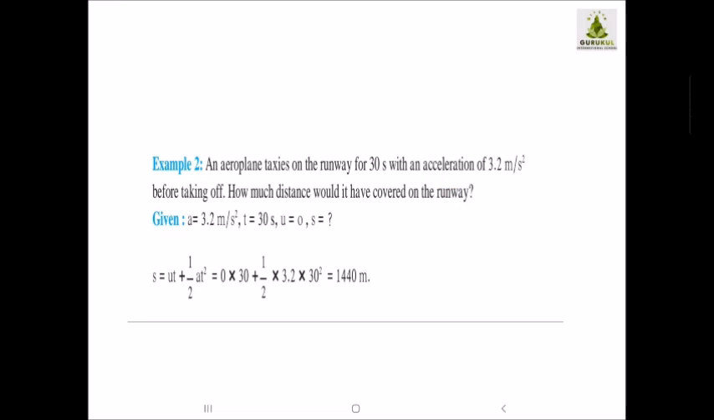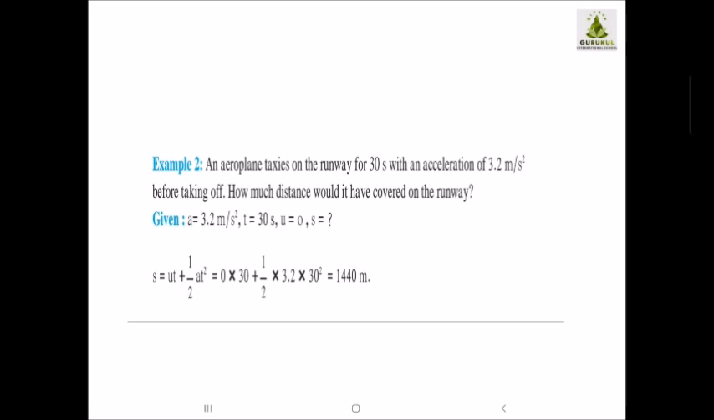Now the next one. An aeroplane taxis on a runway for 30 seconds with an acceleration of 3.2 meter per second square before taking off. How much distance would it have covered on the runway? So here acceleration is given. Students, now try to focus. What are the quantities known?